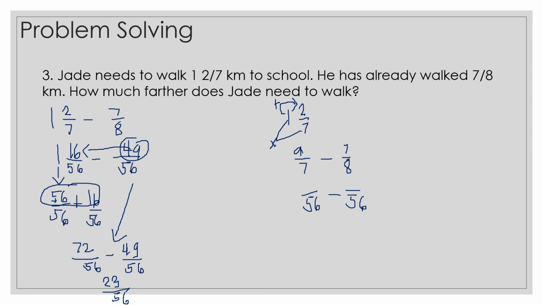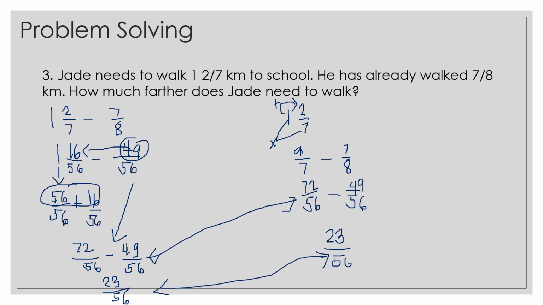56 divided by 7 is 8. 8 times 9 is 72. 56 divided by 8 is 7 times 7 is 49. As you can see, we already have the same mathematical expression. 72 minus 49 is again 23. Copy the denominator 56. And there we have the same answer. 23 over 56. Jade must walk 23 over 56 kilometers more.